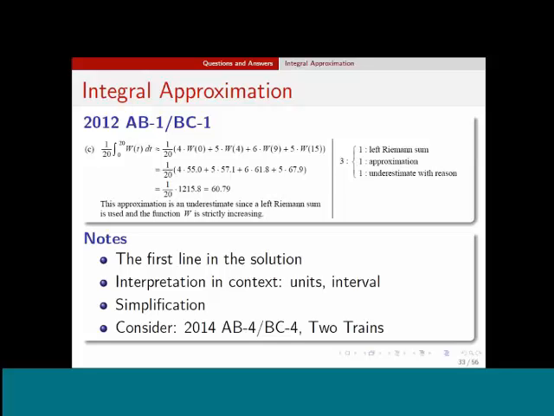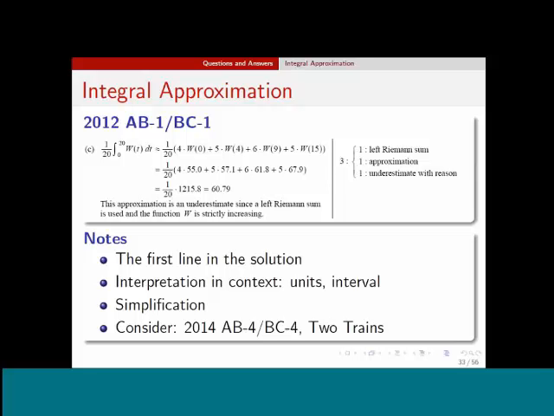Now let me try to go back and forth between the notes down at the bottom and the solution up at the top. The very first line in that solution, where it starts out with 1/20th and 4 times W of 0, that first line right there would get the left Riemann sum point. The student has demonstrated to us that they understand how to form a left Riemann sum in the context of this problem.